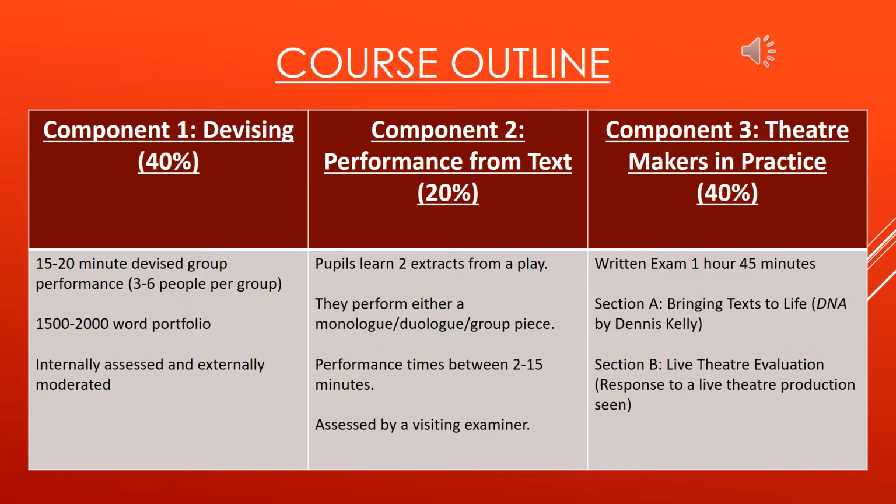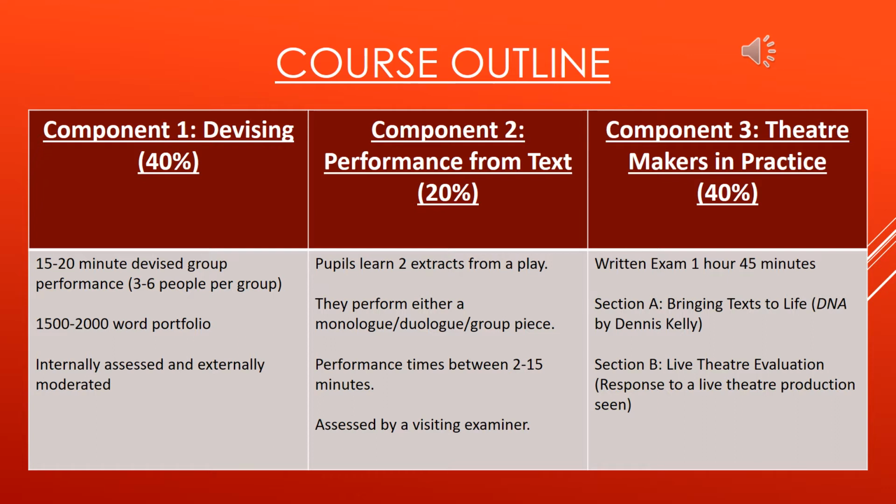So they get marked on that final performance, and then they write a 1,500 to 2,000 word portfolio about that experience. We actually write this throughout the process because there's 6 questions to answer, and some of them are about the beginning of devising, the middle of devising, and the final product. So it isn't something we just do all together at the end, it's something we do throughout the process.